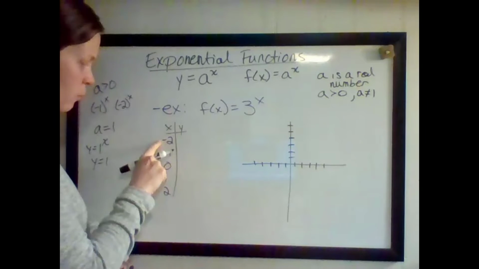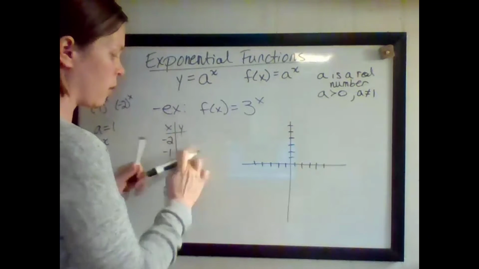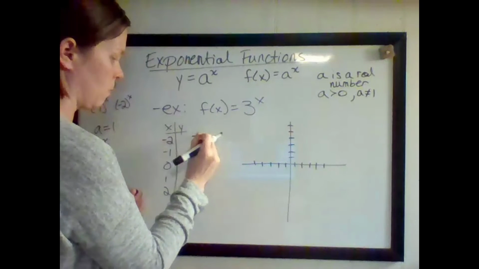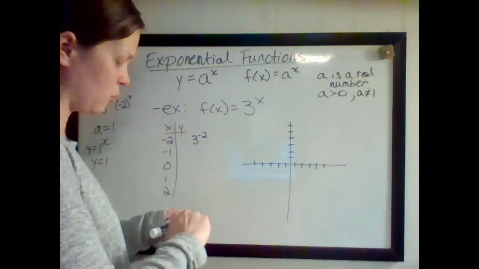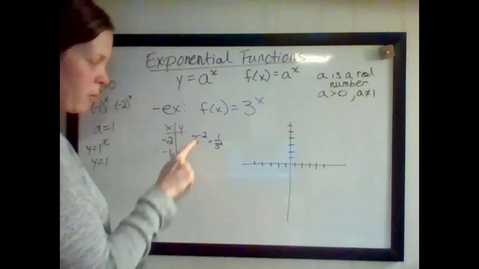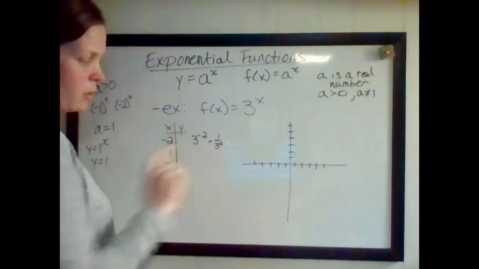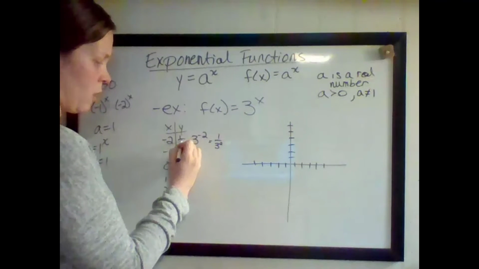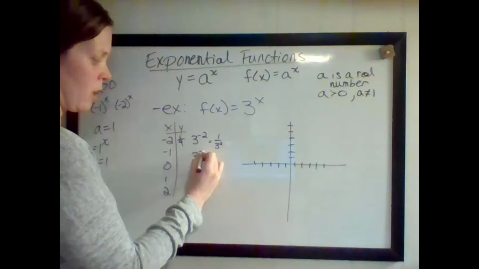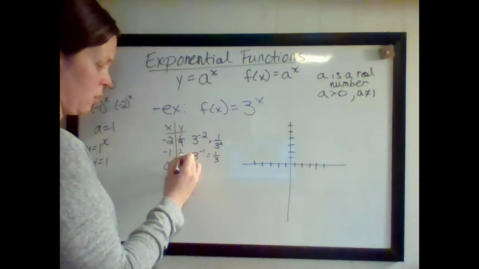So when I plug in negative 2, I'm going to have 3 to the negative 2 power. So 3 to the negative 2 is 1 over 3 squared. Remember that if it's a negative exponent and we bring it down to the denominator, it's now a positive. So this is going to be 1/9. 3 to the negative 1 power is 1 over 3 to the positive 1, so a third.